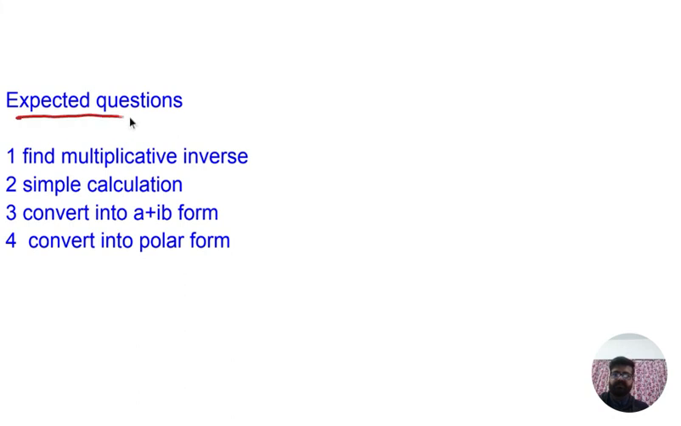He will first ask you to find the multiplicative inverse, that is z inverse. Next there will be simple calculations, such that he will say to you, 1 plus i multiplied by 2 minus 3i. So this kind of simple multiplication question he can ask you. Or he can ask you to convert into a plus ib form. This is also a calculation.